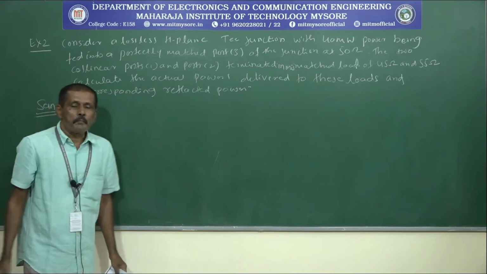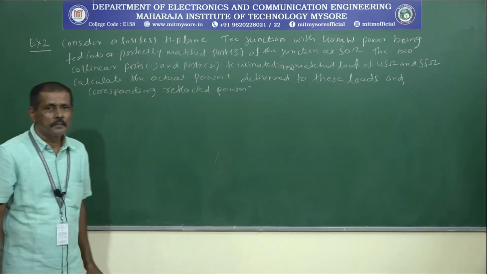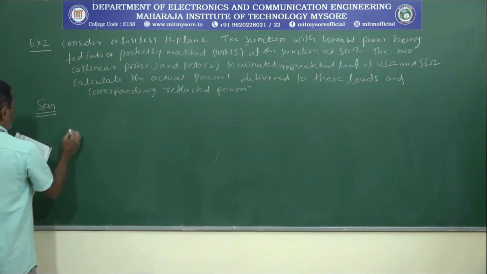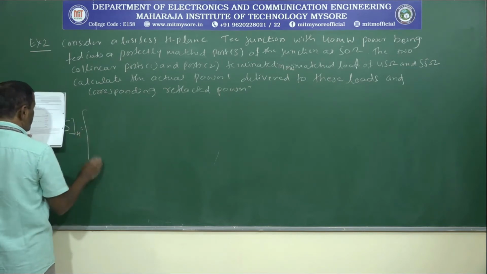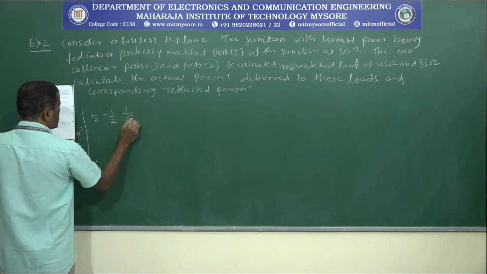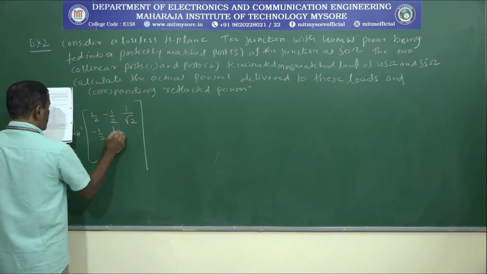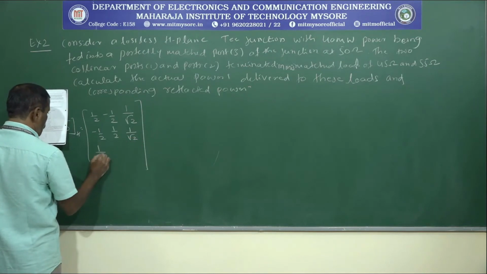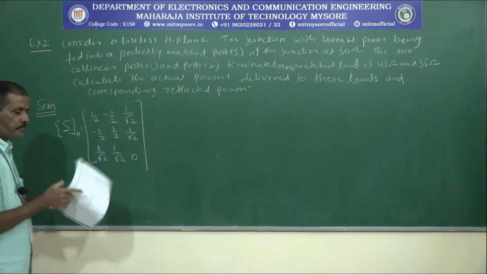To solve this particular problem, first let us write the S matrix values that we calculated in the previous classes. Now S for the H equal to 1 by 2, minus 1 by 2, plus 1 by root 2, minus 1 by 2, plus 1 by 2, 1 by root 2, 1 by root 2, 1 by root 2 and zeros.